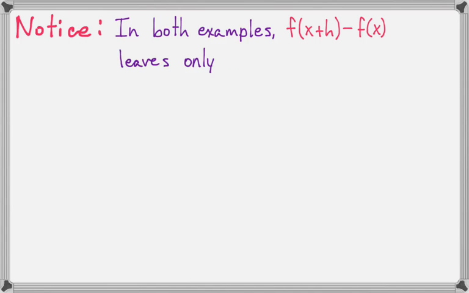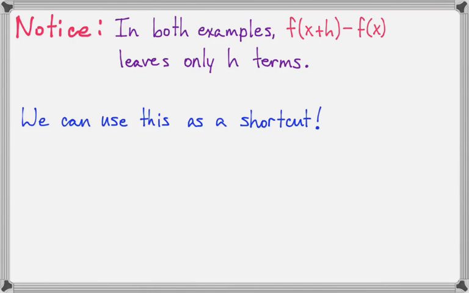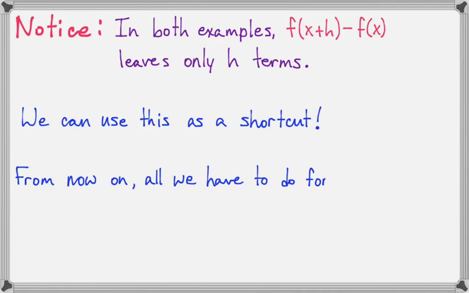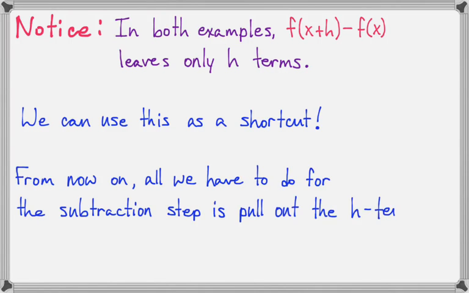Okay, in both examples we saw that when we did the subtraction step, all we had left over were h terms. So we can use that as a shortcut. From now on, instead of actually doing the subtraction step, all we're going to do is pull out the h terms, because we know that when we do the subtraction, that's what we get. So this time, let's take the shortcut.